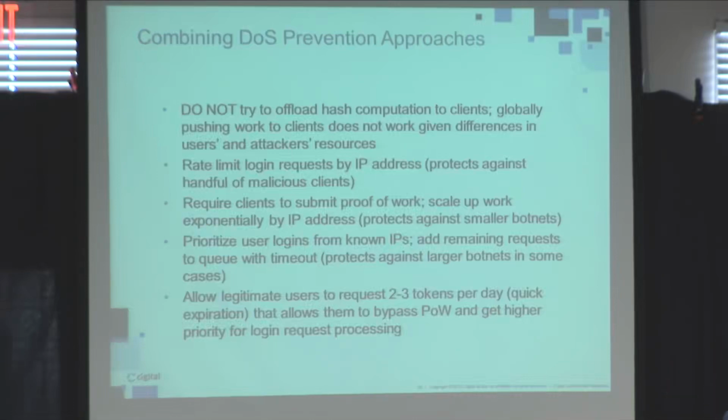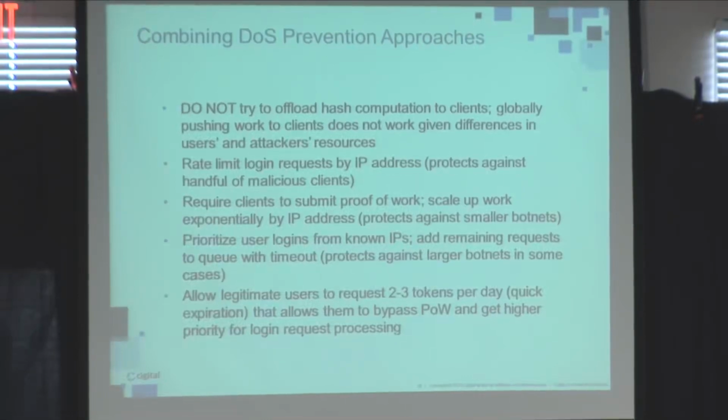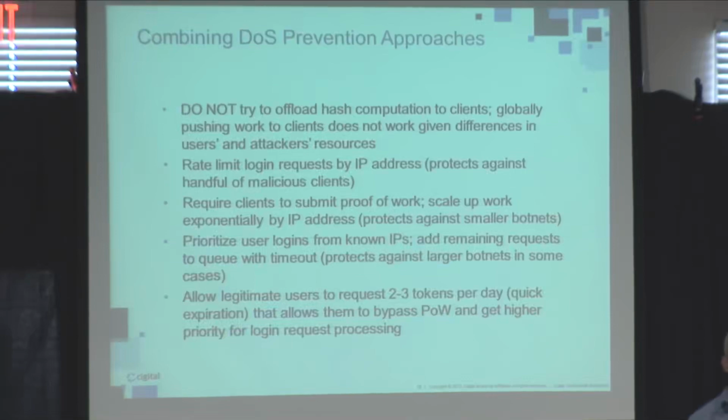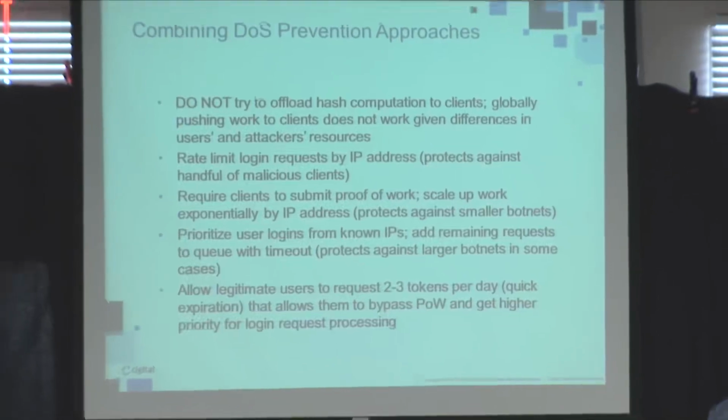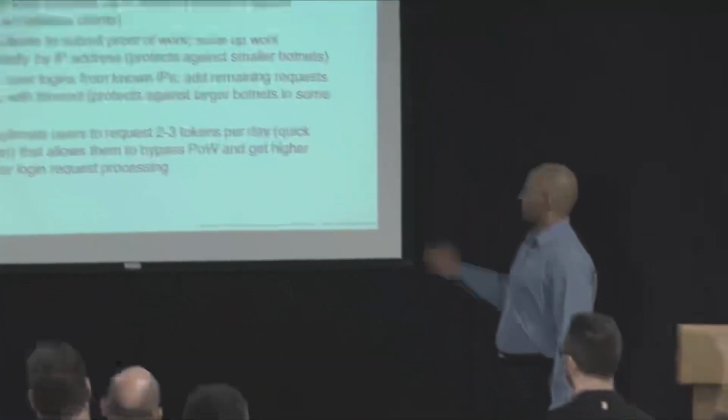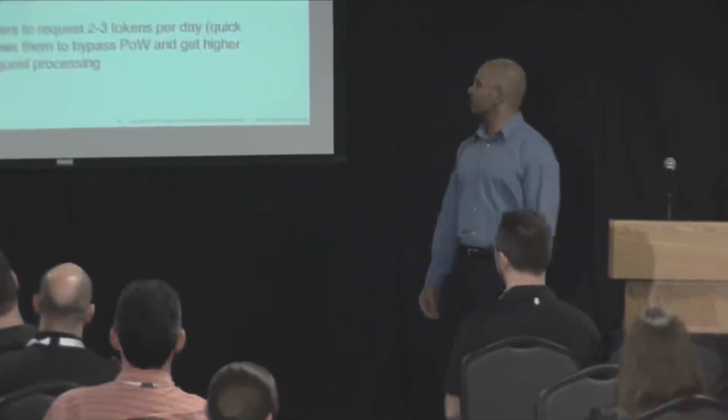So at the very least, we want to rate limit our login requests by IP address. So maybe 1 login request per 5 seconds from an IP address. That will protect against a handful of malicious clients, which is good. It's not perfect. Require clients to submit a proof of work and scale it up by IP address, and we want to scale it up exponentially to really slow the attacker down. It will protect against some smaller botnets.